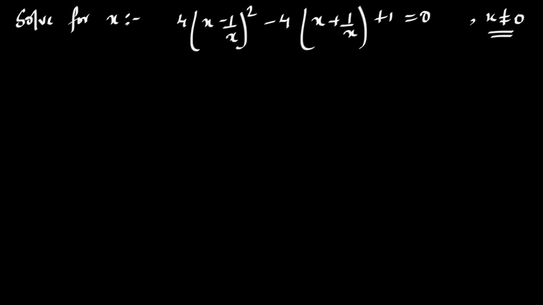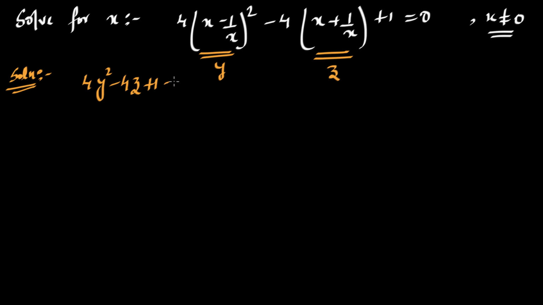Right, so now let us go to the solution and see how we can find the solution from here. So what I want you to first of all think is, let us take x minus 1 by x as another unknown y and x plus 1 by x as another unknown z. So I can rewrite the equation as 4y square minus 4z plus 1 equals 0.